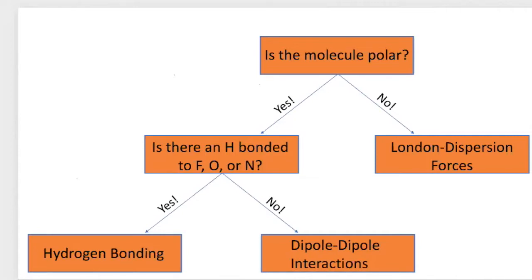for 18.1, where we go into a little bit more detail, but essentially we can tell that if the molecule is nonpolar, then the primary force acting upon it is London dispersion forces. If the molecule is polar, but there isn't an H bonded to an F, an O, or an N, then we just have dipole-dipole interactions. And if there is an HFON bond, then we have hydrogen bonding.